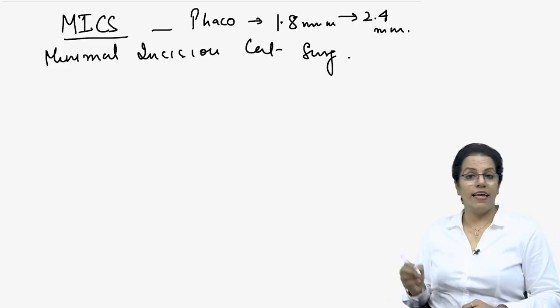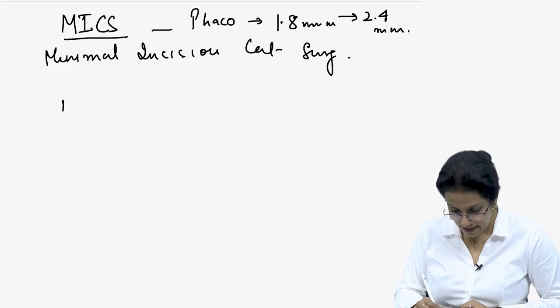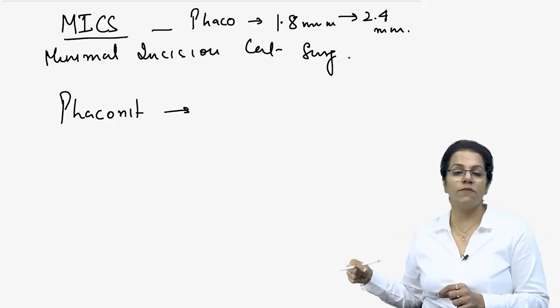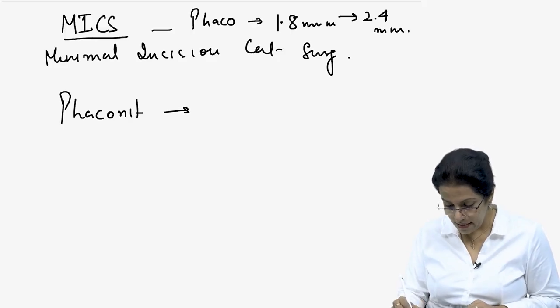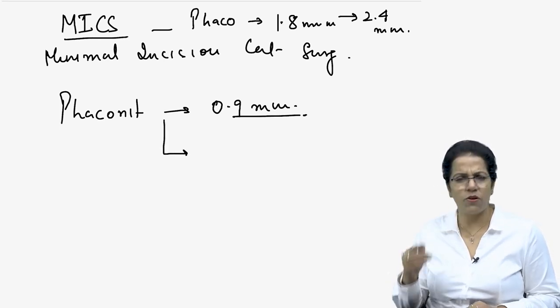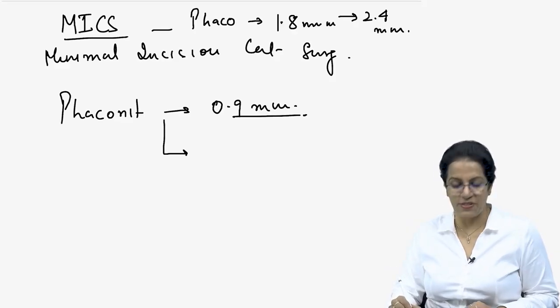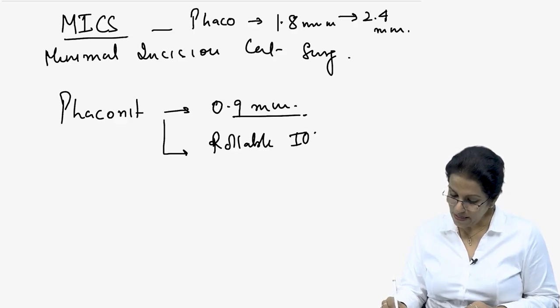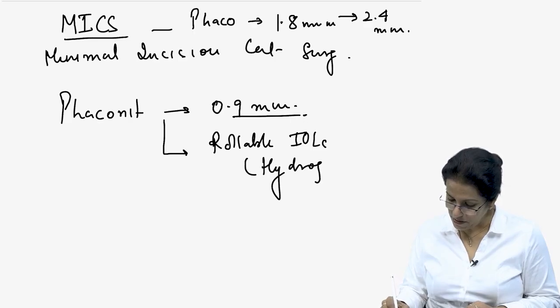Okay, right. Another thing: what is phaco-knit? Now this one is even smaller. In phaco-knit, whatever the probe is there, we remove the silicone sleeve or covering of the probe. This gives an incision length of as little as 0.9 millimeter. After phaco-knit, just more factual knowledge you should know, we put rollable IOLs. And what are rollable IOLs made of? You will answer hydrogel.